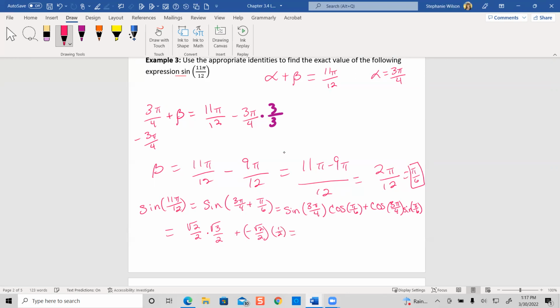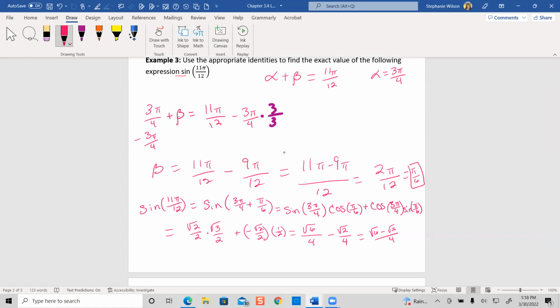Now let's just clean it up. Square root of 2 times square root of 3 is square root of 6 over 4. Negative times positive is negative. Square root of 2 times 1 over 4. And now we can clean this up just a little bit better. And we can say square root of 6 minus square root of 2 all over 4.